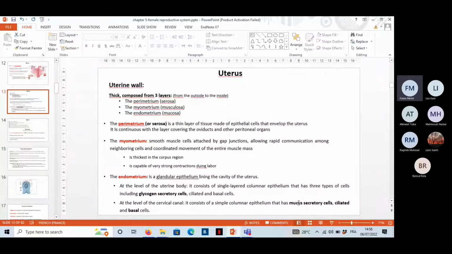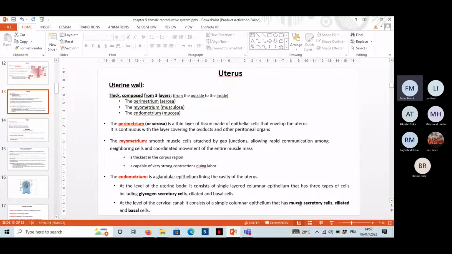Okay, and the consistency of this mucus has a role during the fertilization. So when this mucus is thick, it doesn't allow the entry of the sperm cells, and when it is more liquid, it permits the entry of the sperm cells into the uterus. And the thickness of this mucus is regulated by the estrogen. We are going to see this in the next chapter, but just to understand why those cells secrete mucus, why we have mucus at the level of the cervix, and what it serves for.